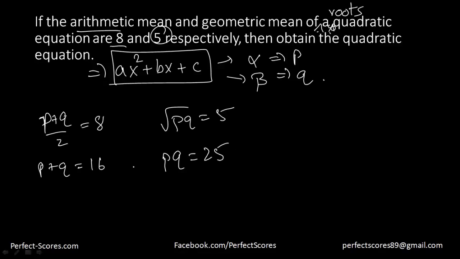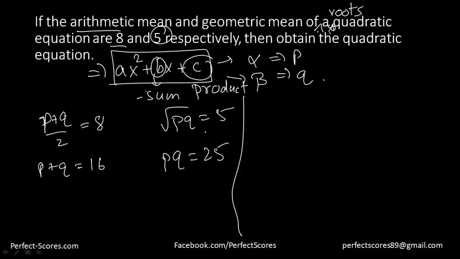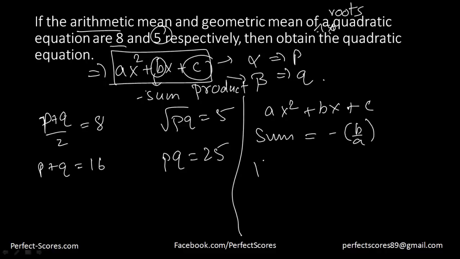If you've seen the video on quadratic equations, you would know that b is the negative of the sum of the roots, and c is the product of the roots, right? So if I say ax square plus bx plus c, then the sum of the roots is going to be negative b by a, and the product of the roots is going to be equal to c by a.